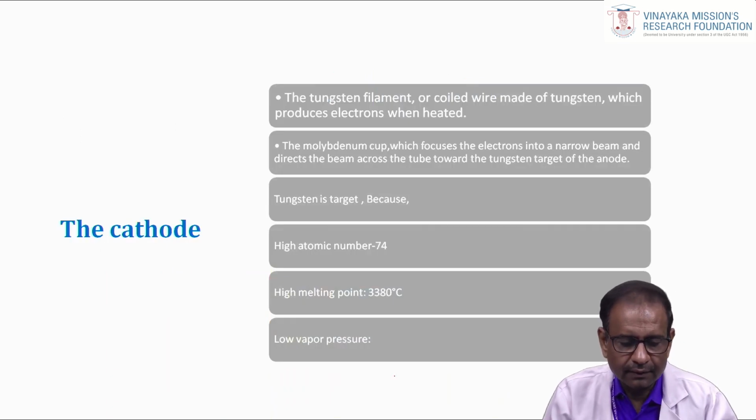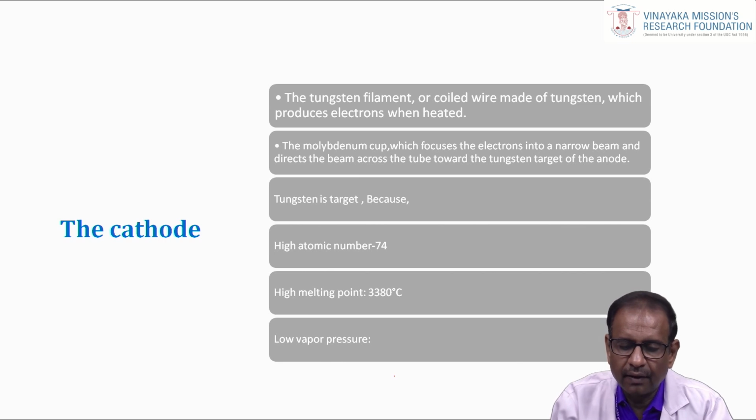Cathode is actually negatively charged. The tungsten filament or coil is present in the cathode area. When heated, it produces the electrons. The molybdenum focusing cup focuses the electrons into a narrow beam in the direction of the beam across the tube toward the tungsten target anode.